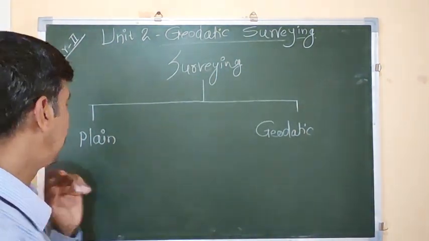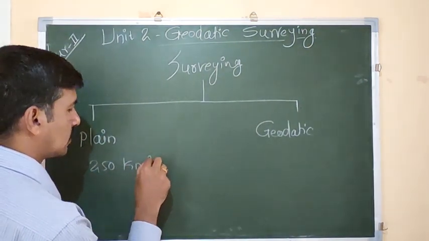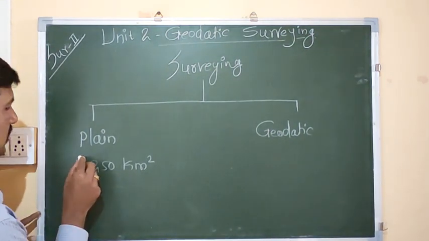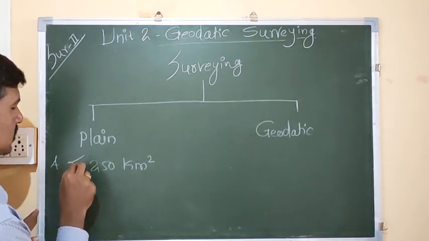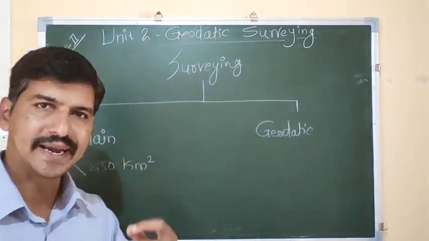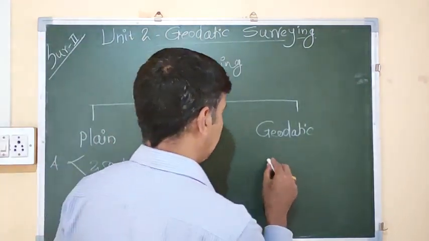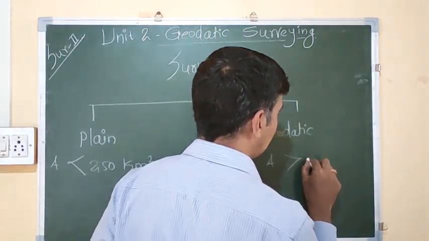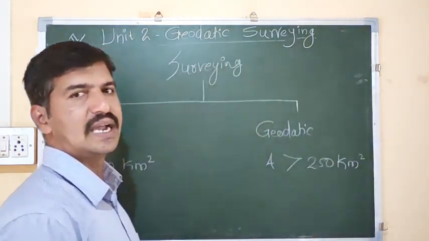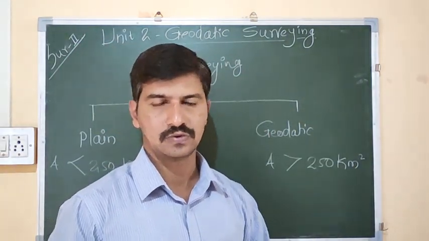In plain survey, if your area is less than 250 kilometer square, then that survey will be categorized under the plain survey. And if your area is larger than 250 kilometer square, then that survey is categorized or classified under the geodetic survey.